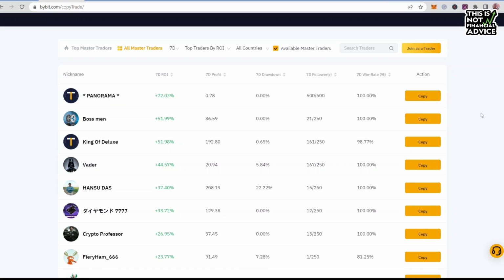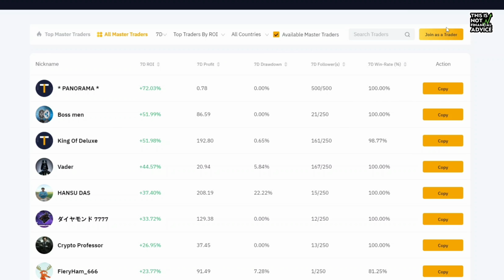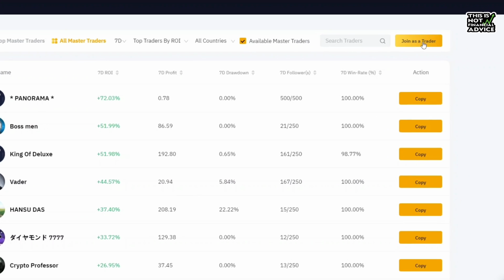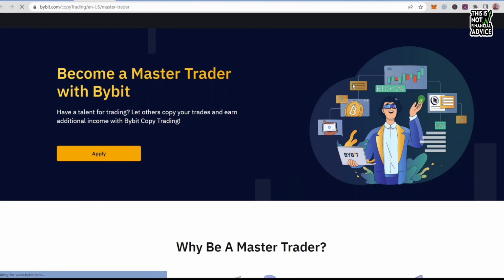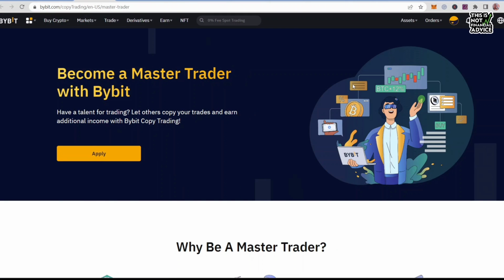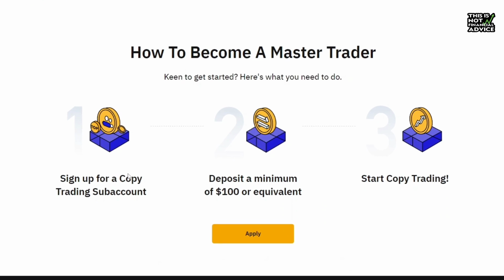Now maybe in the future you have understood crypto and you know how to trade crypto, you can come to this Bybit Copy Trading section, then click on this icon that says join as a trader, and on this section you'll be able to join as a trader, whereby people will copy your trade and you will get 11% from their trade, and you can even earn more by doing that.